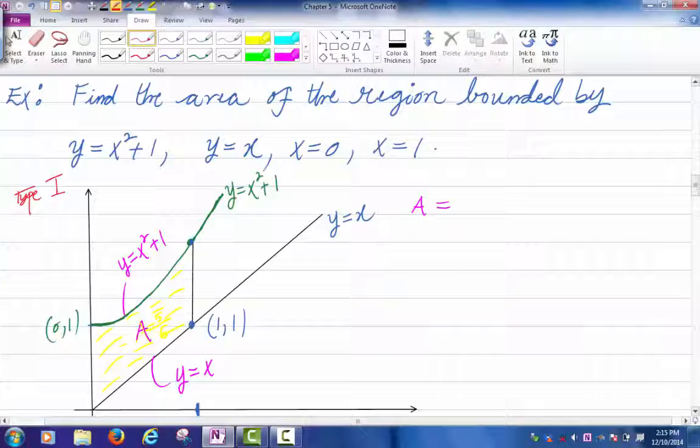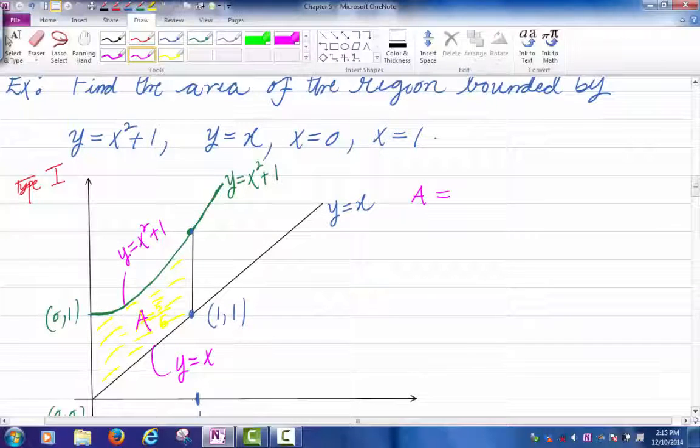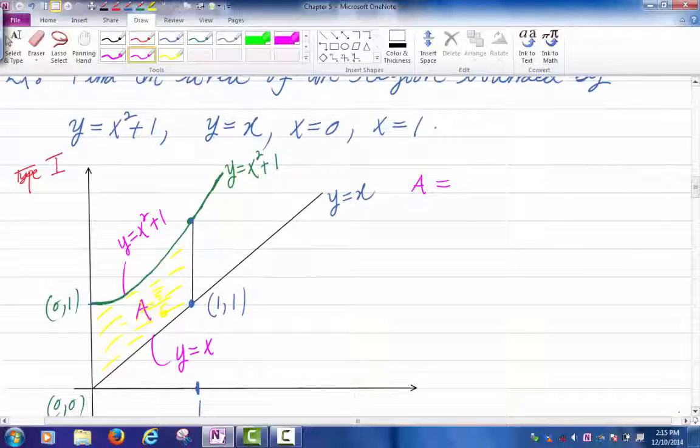Okay, what's the area A? What is this area? Note the region extends from where to where? The region extends from 0 to 1, right? You can think of the region between 0 and 1 as consisting of vertical line segments.